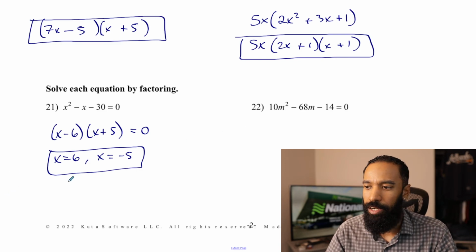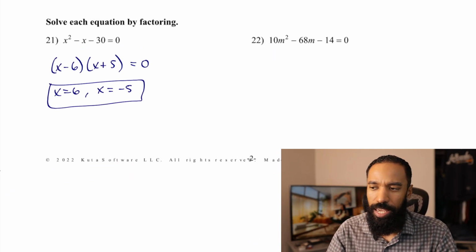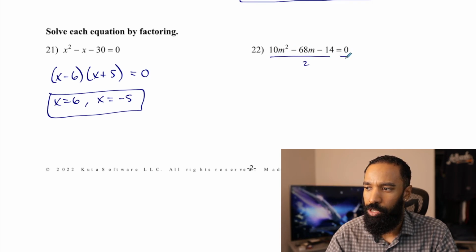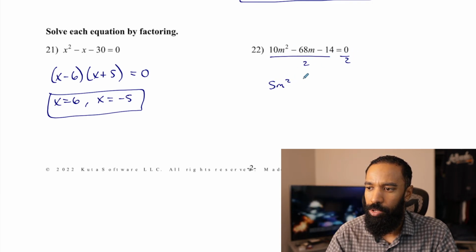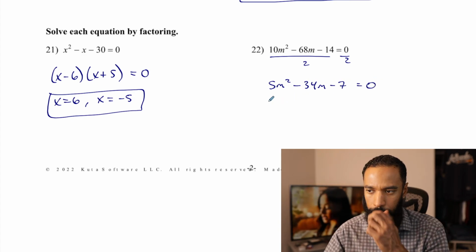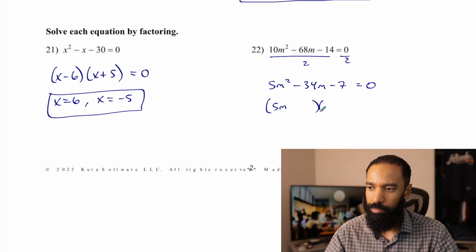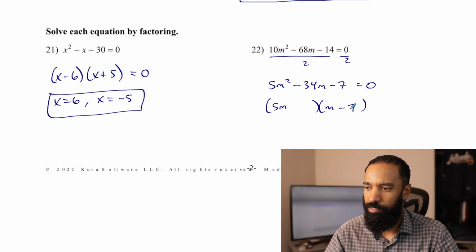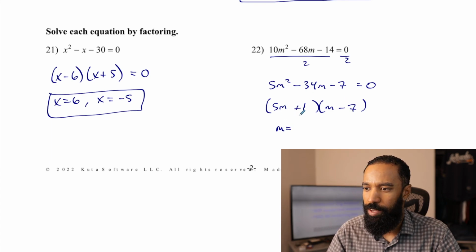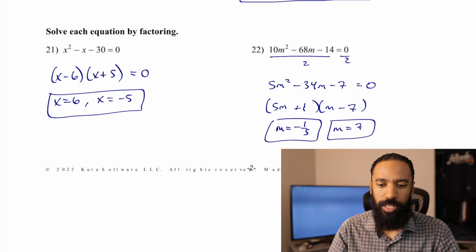And lastly, right here, there's a GCF. You could factor it out. We could also divide it out now that it's set equal to 0. Divide both sides by 2. You get 5m squared minus 34m minus 7 equals 0. Factor that. 5m and m looks like negative 7 and positive 1 this time. Negative 35 plus 1. So this is negative 1/5. Subtract 1 divided by 5. And then add 7 right there. And that's it.